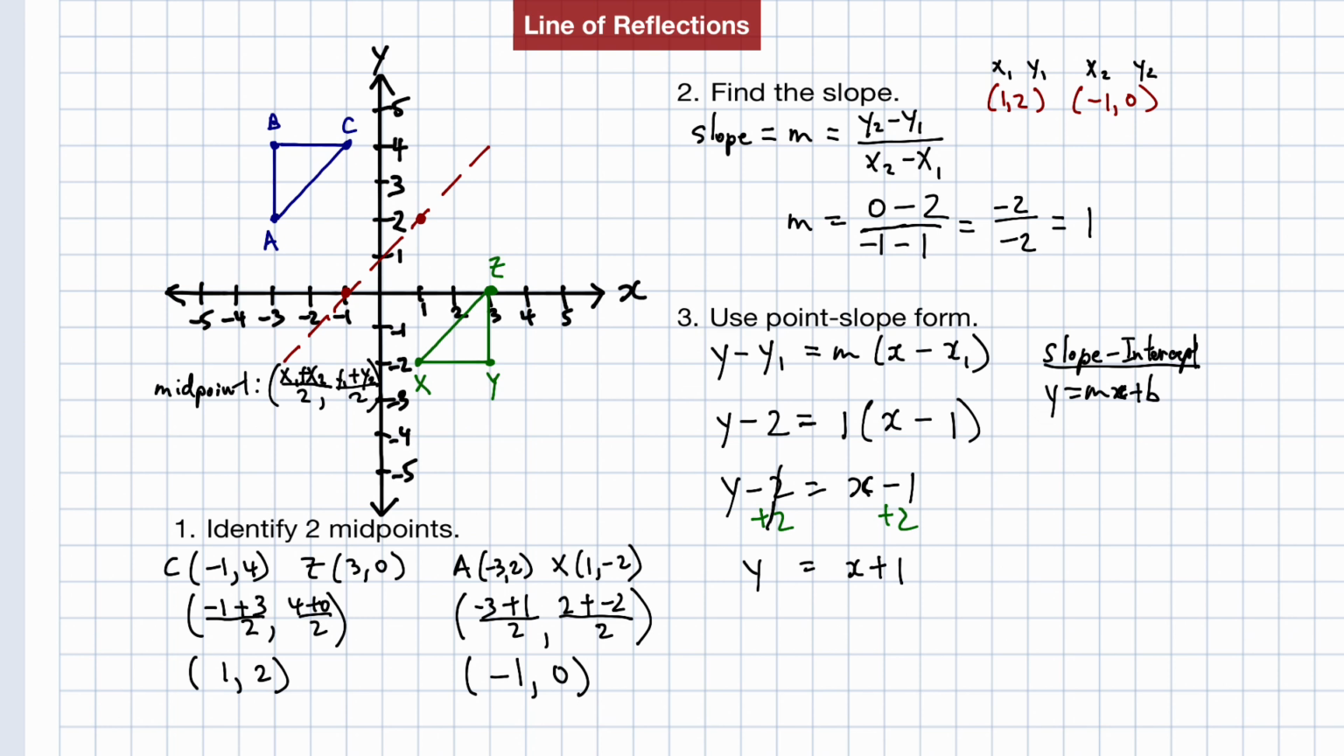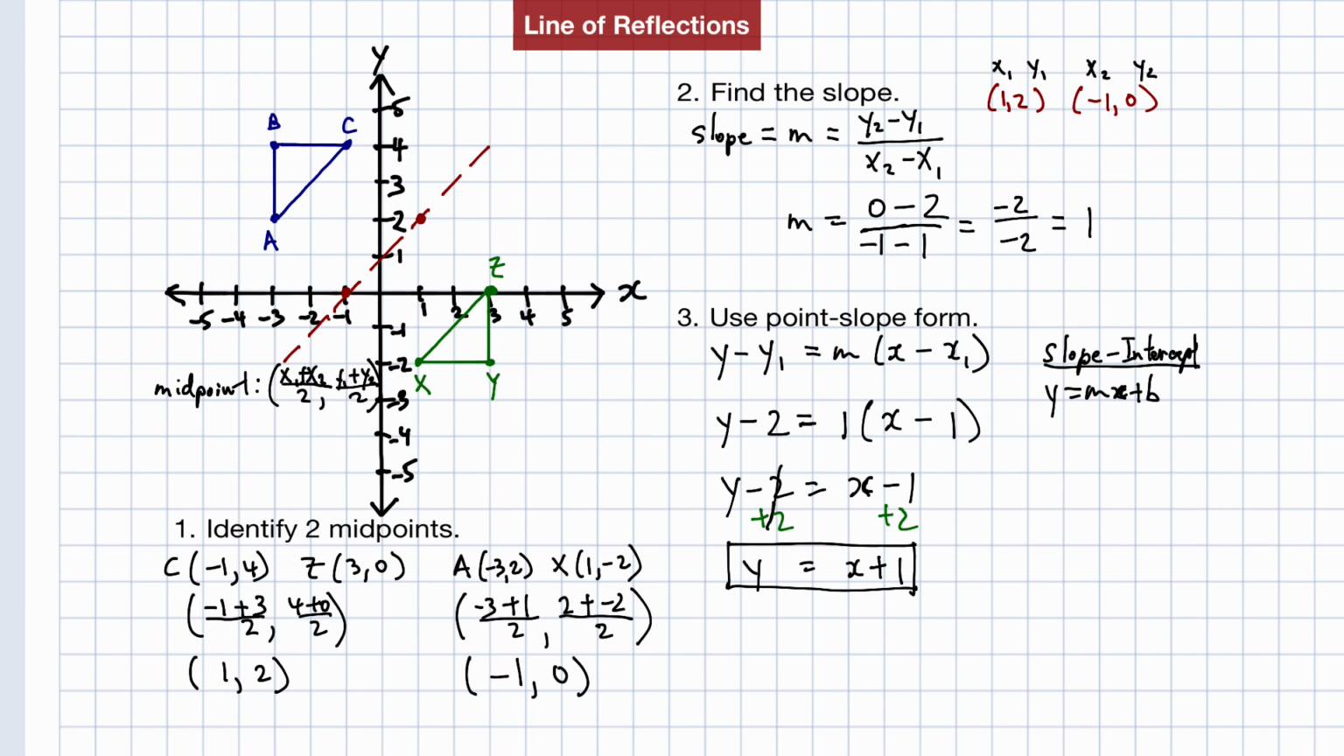Okay? Now you see that this equation is in this form. y equals mx, m here is 1, plus b. b is my y-intercept. So then this becomes our answer. y is equal to x plus 1. And if you take a look at this line right here, this is obviously y equals x plus 1.